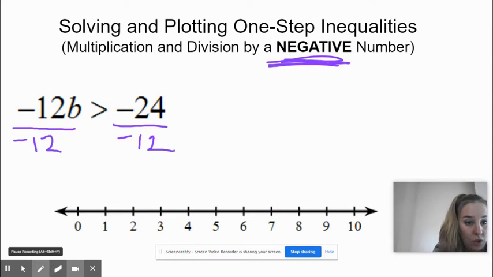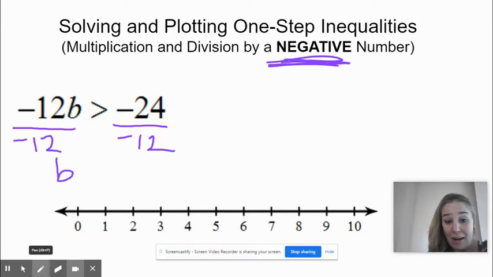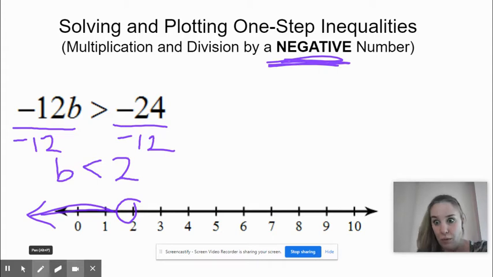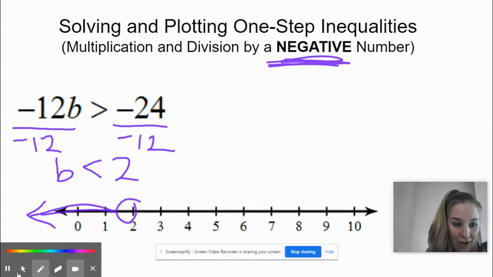So we have B. And now since I divided by a negative, I have to flip the sign around. That's a big deal. So if you're watching my videos, good, you got it. And then negative 24 divided by negative 12 is 2. And then we just plot the same way we've been doing. Okay, but if you divide by a negative, you got to flip the sign around. You have to.